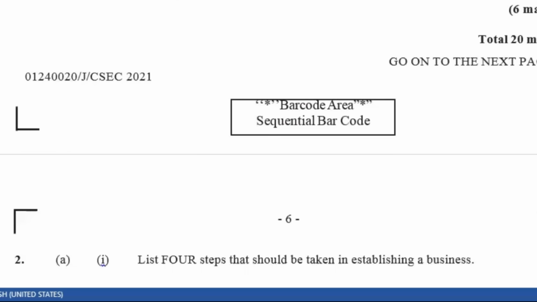2A1 says, list 4 steps that should be taken in establishing a business. Anybody can come up with the steps? Challenge yourselves and try to see if you can figure it out before I show you the answer.